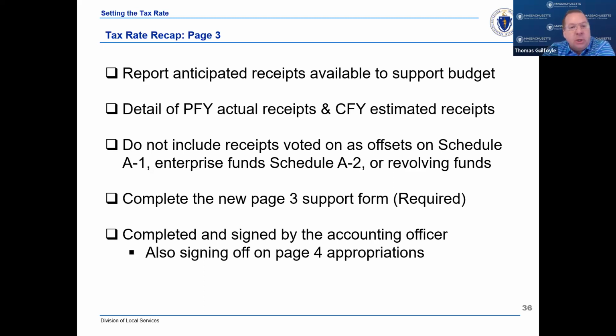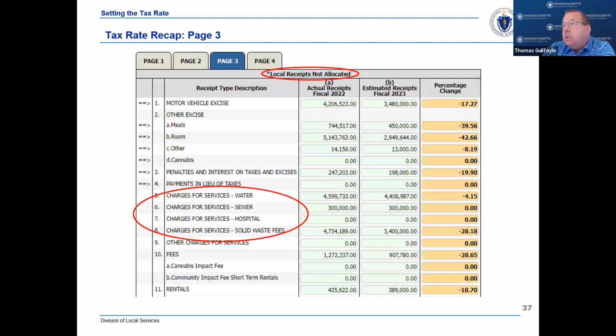We do not want you including any receipts that would be included on any of those other forms that Jared and Andrew just talked about, the A1, the A2, or the A4. And we will go there next. So this is your page 3 of the tax rate recap as it appears. The accountant will fill out column A and column B.